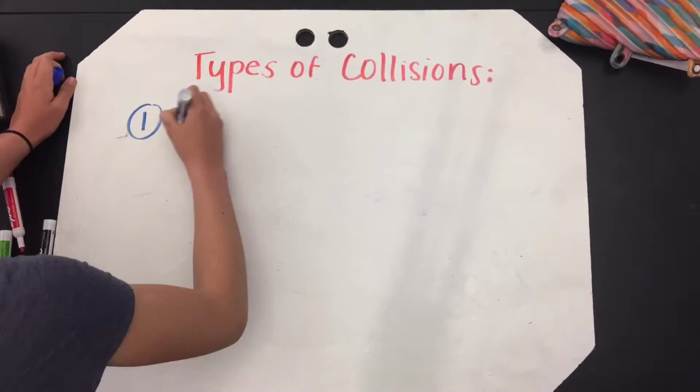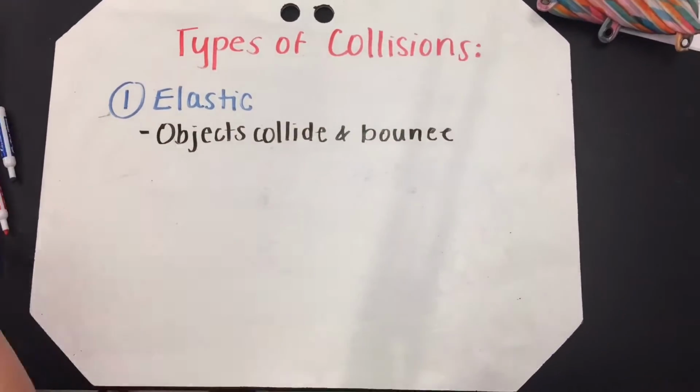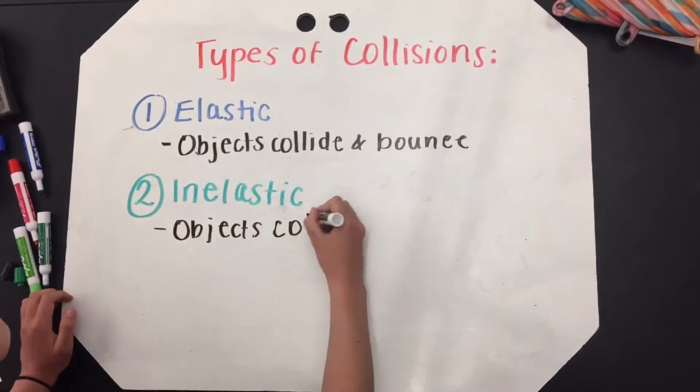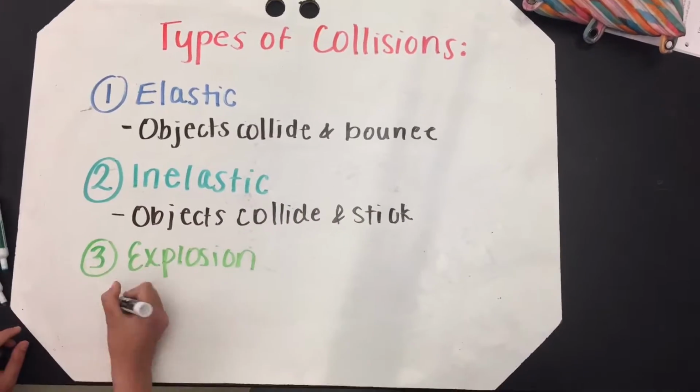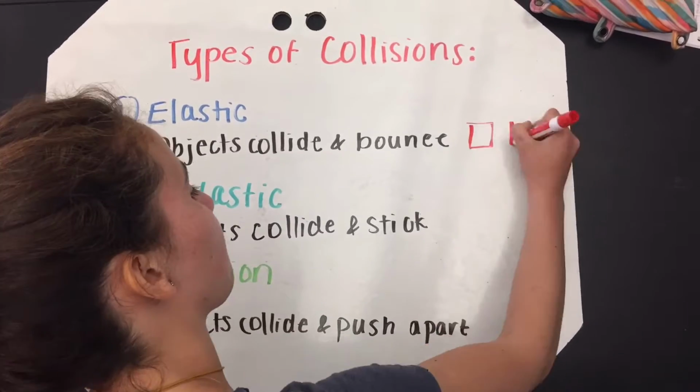There are three types of collisions. The first is elastic, where objects collide and bounce. The second is inelastic, where objects collide and stick. The third is an explosion, where the objects push apart.